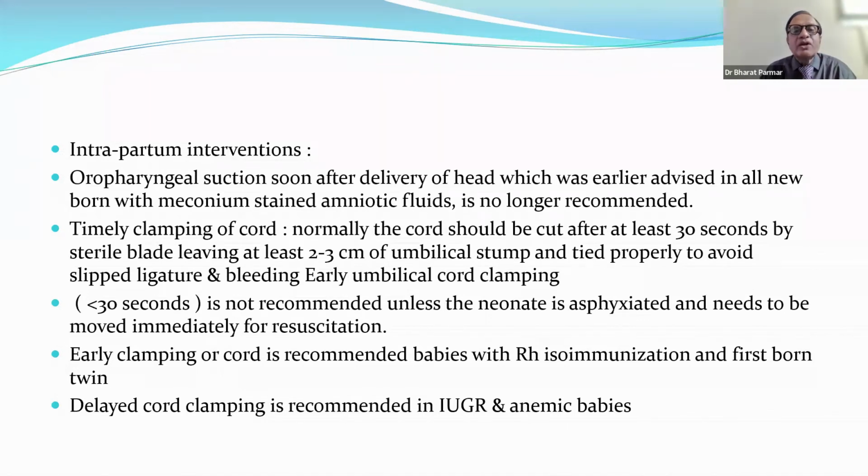Normally the cord should be cut after at least 30 seconds by a sterile blade, leaving at least 2 to 3 centimeters of the umbilical stump and tying properly to avoid deep ligature and bleeding. Early umbilical cord clamping, less than 30 seconds, is not recommended unless the neonate is asphyxiated and needs to be moved immediately for resuscitation. Early clamping of the cord is recommended in babies with RH isoimmunization and the firstborn twin, and delayed clamping of the cord is recommended in IUGR babies and anemic babies.